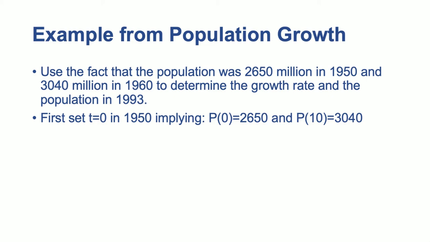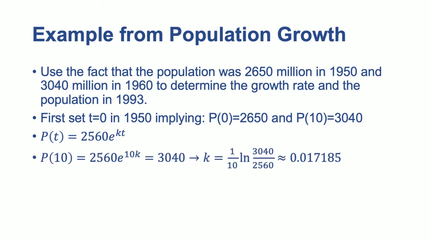Okay, and all of this is going to be in millions, so we don't need to write tons of zeros afterwards. So we are going to set our function P of t equal to our initial value, 2560, e to the kt. We don't know k yet, but we're going to try to find that out. We are going to use P of 10 equals 2560 e to the 10k, because we know t is equal to 10, because that is what we are setting our variable to. And that equals 3040, as we saw up here, in 10 years after 1950.